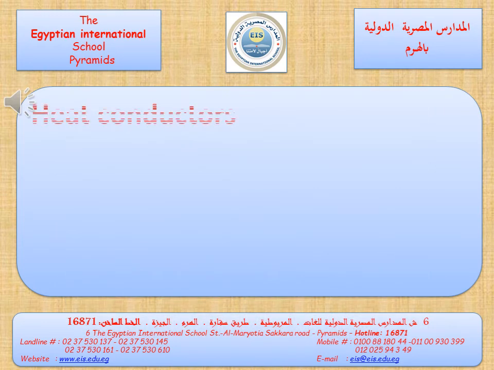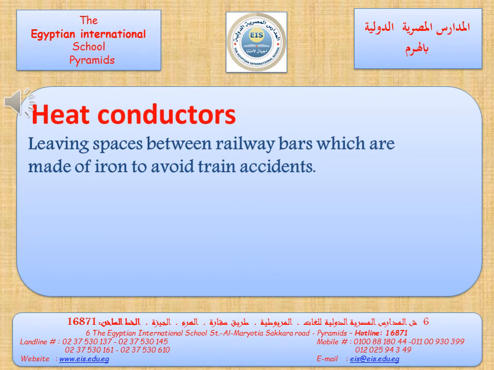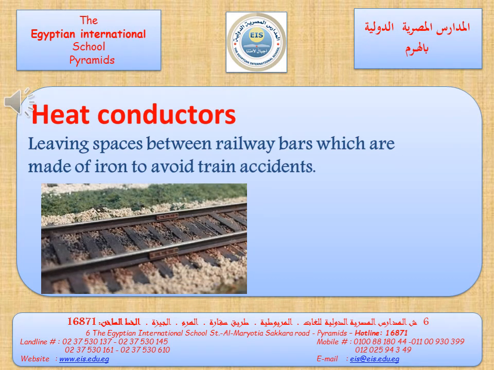Now, the second life application, which is the life application of heat conductors. If we are at the train station, we notice that there are spaces between the iron bars, the railway bars. Why are there spaces between these bars? We know that the railway bars are made of iron, and iron expands in hot weather. So if we don't leave spaces between these bars, when the iron expands, it may be twisted, so there will be a train accident if there is any twisting in the iron bars. So to avoid any train accident, we have to leave spaces between railway bars, so the iron can expand freely without any twisting.